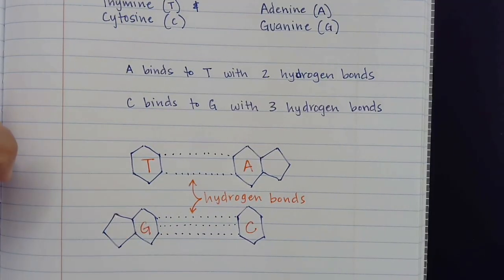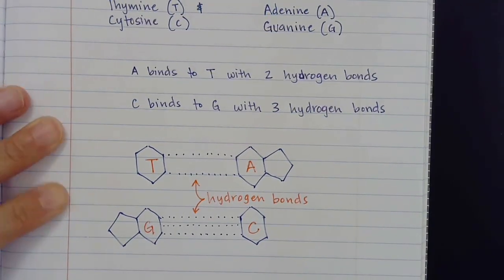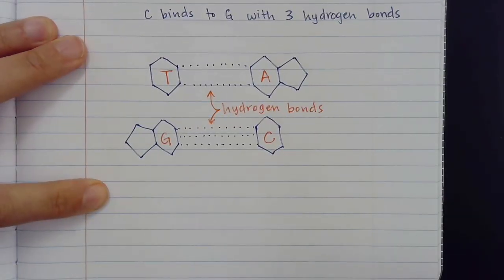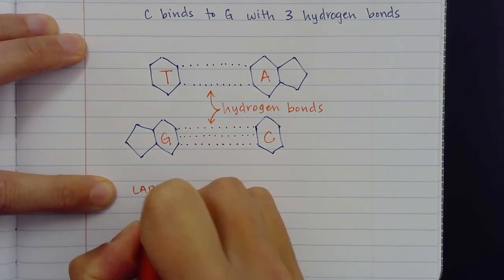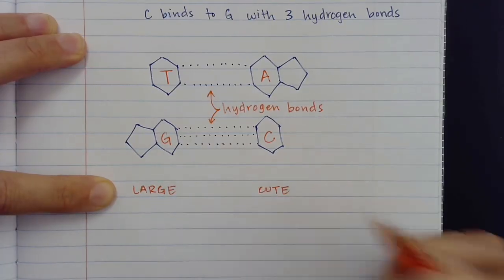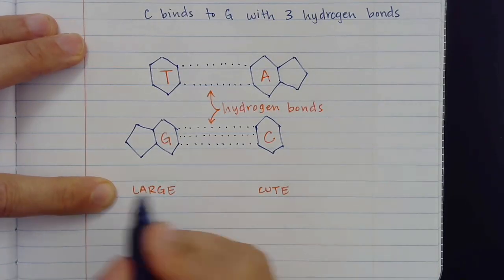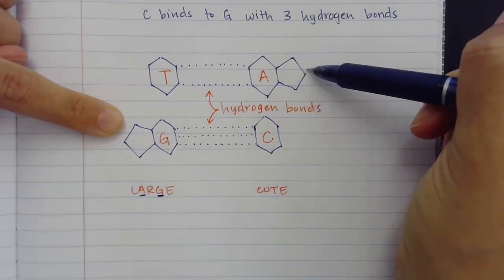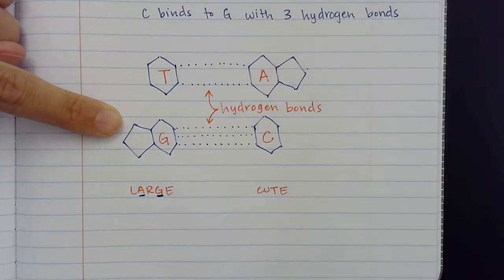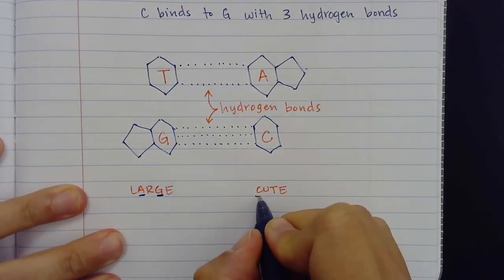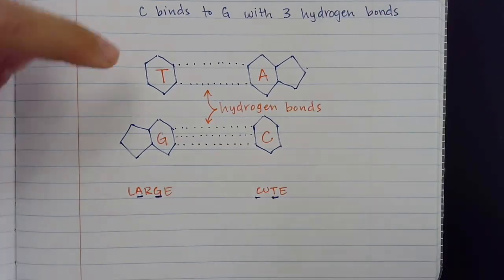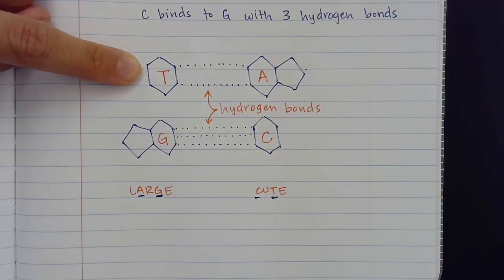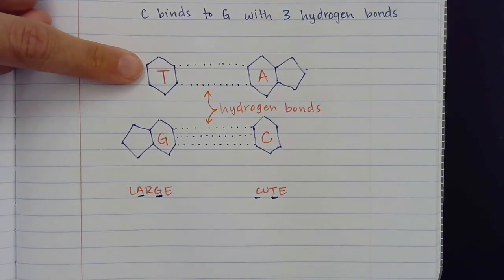There are a couple of ways that I like to remember these different things. The first weird little rule that I'm going to remember is the words large and cute. The word large has the letters A and G, and the larger bases are A and G. The word cute has the letters C and T, and little things are cute, so the cute little nitrogenous bases are going to be C and T. So that's one way that I'm going to remember which one is which in terms of size.